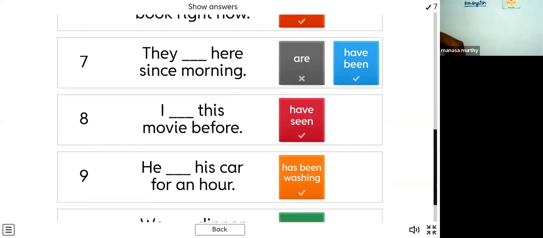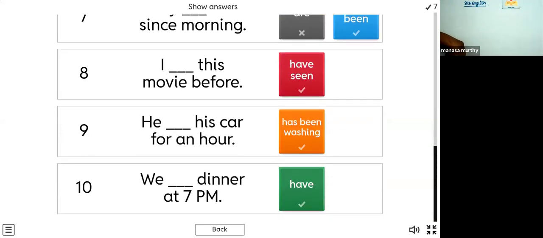8th question. Sorry, 9th one, he dash his car for an hour. 10th question, a routine action. So in simple present tense. So we use have.